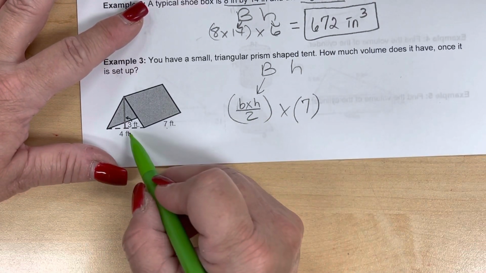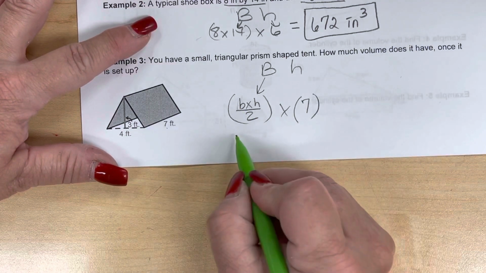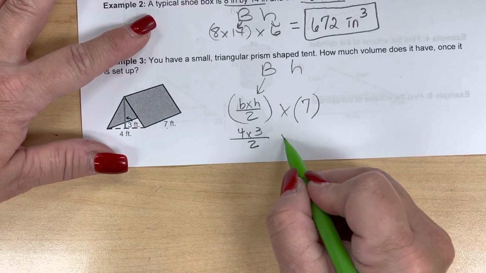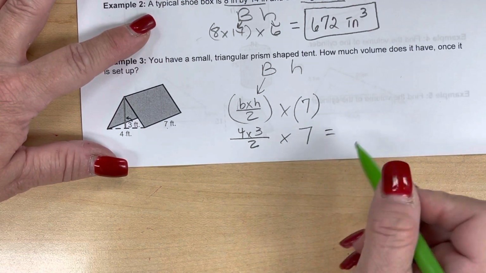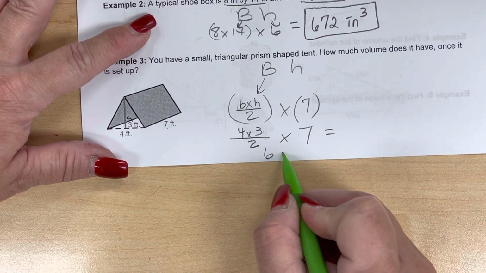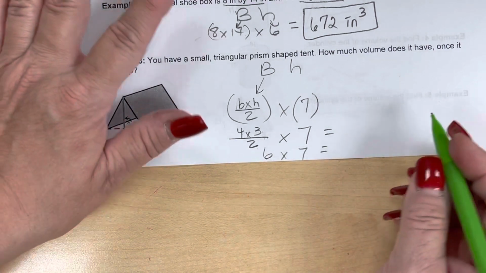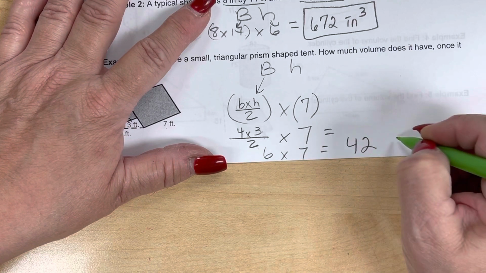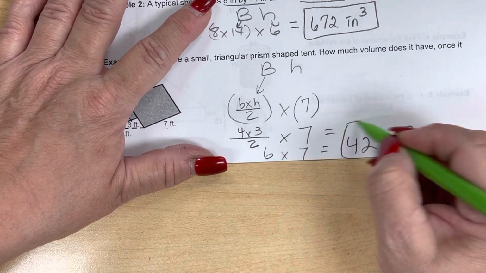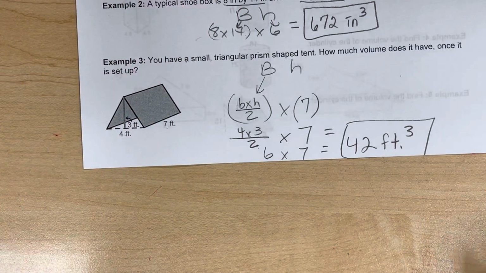So base times height of the triangle, 4 times 3 divided by 2, and then times 7. 4 times 3 divided by 2 would be 6, times 7. So your answer is 42 cubic feet. All right, let's keep going.